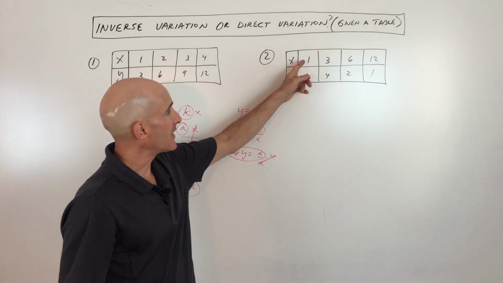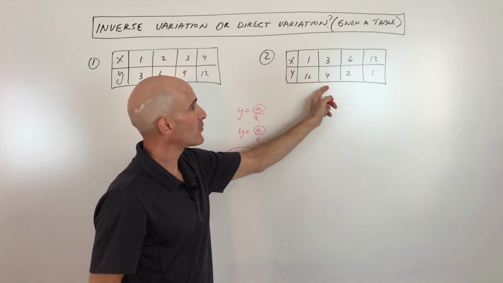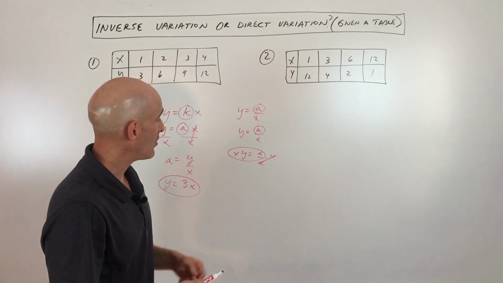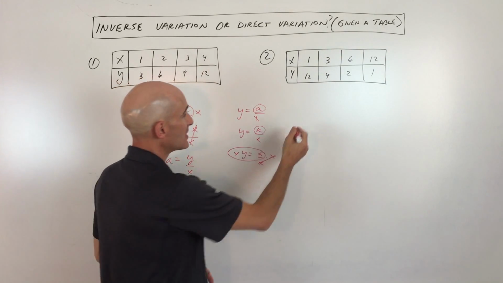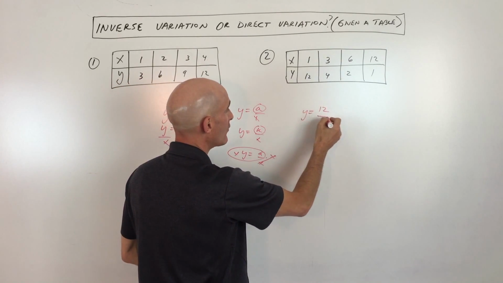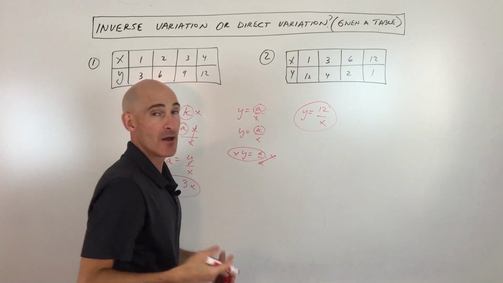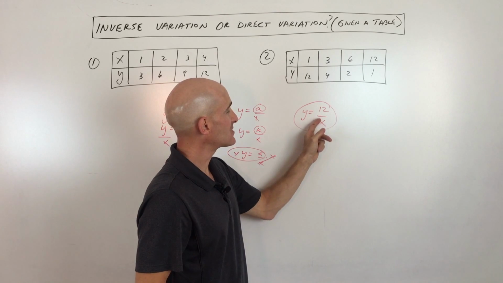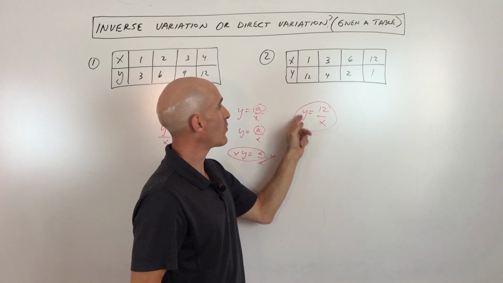Let's try multiplying. 1 times 12 is 12. 3 times 4 is 12. 12, 12. Okay, so that tells us this is an inverse variation equation, and our constant of variation is going to be 12. Y equals 12 divided by x. If you're not sure or not convinced, go ahead and test it out. So if we put 6 in for x, 12 divided by 6, yep, that gives us our y value of 2.